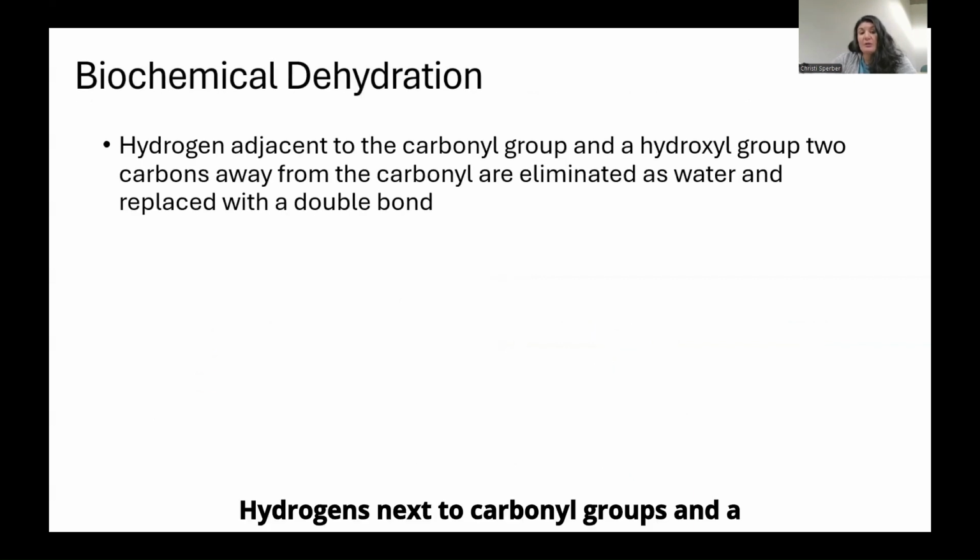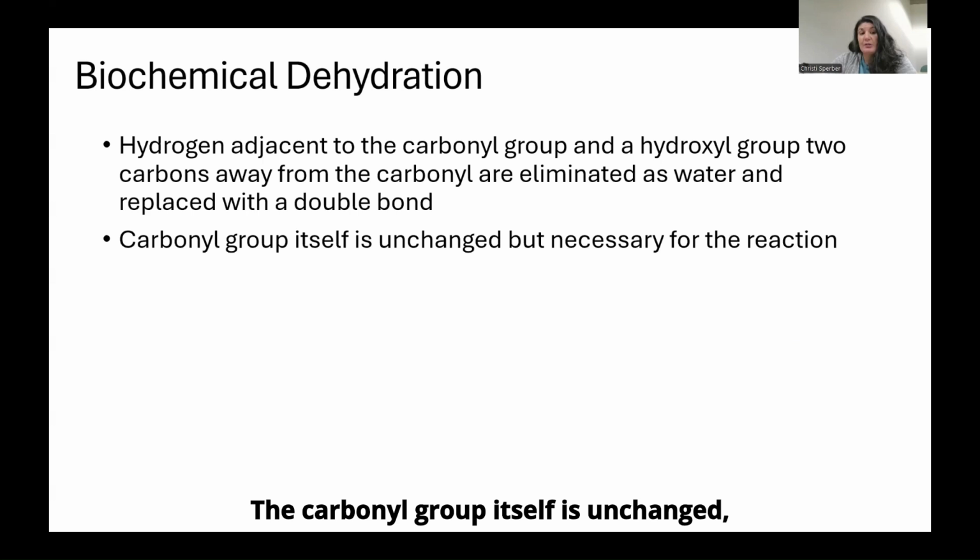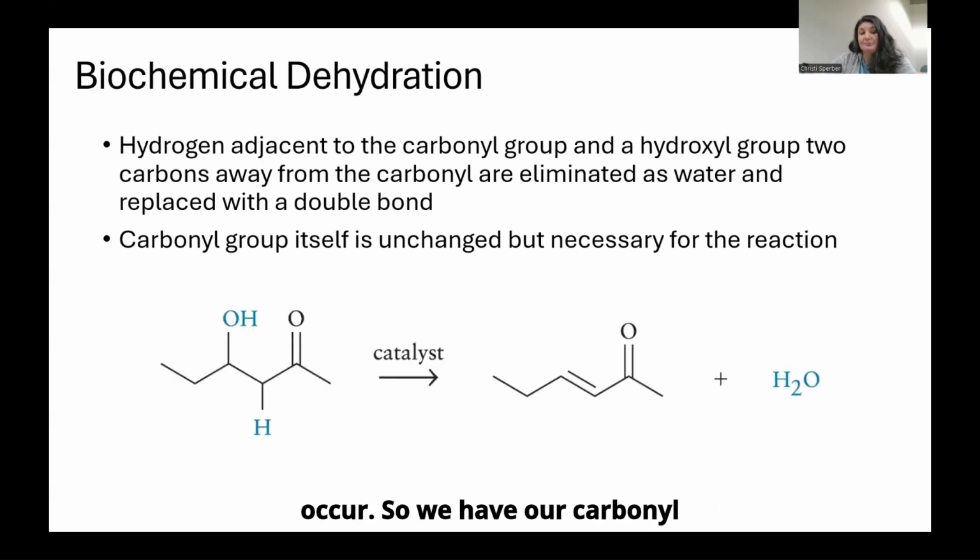Hydrogens next to carbonyl groups and a hydroxyl group 2 carbons away from the carbonyl group are eliminated as water and replaced with a double bond in a biochemical dehydration reaction. The carbonyl group itself is unchanged, but it is necessary for the reaction to occur.